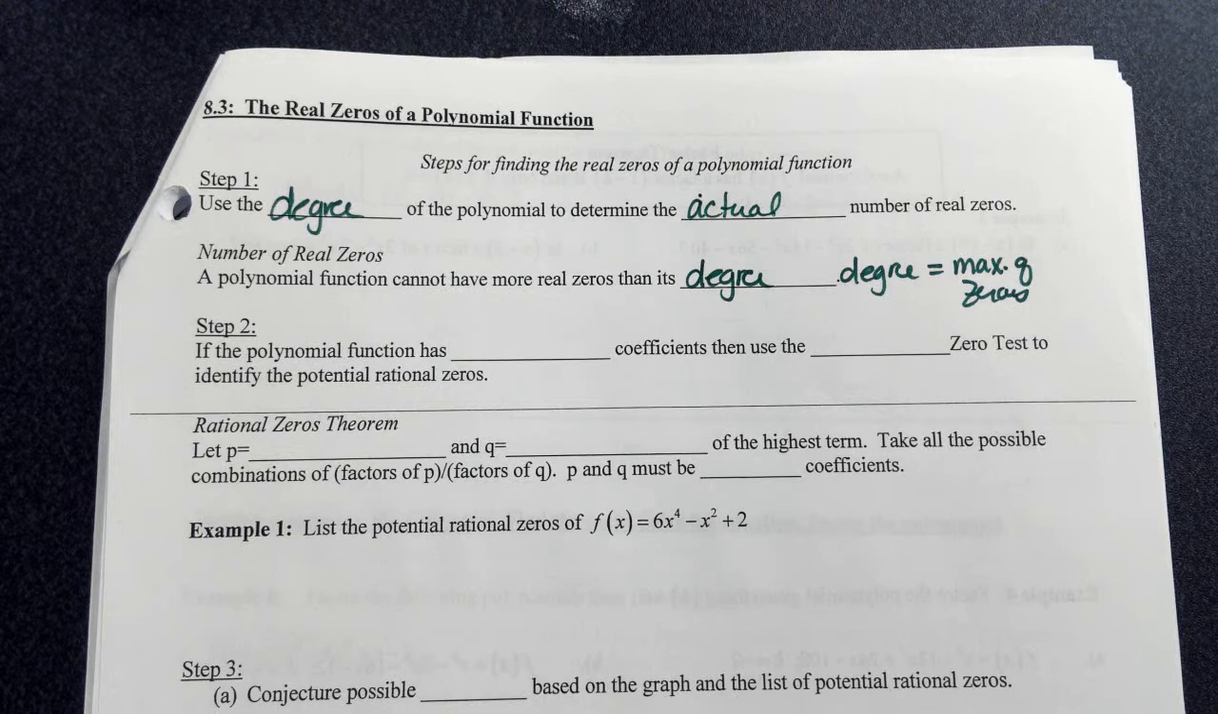So we know that the turning points, remember you can discover the turning points by taking the degree minus 1, but you can also look at the degree to help you discover how many actual solutions there are going to be to the equation.